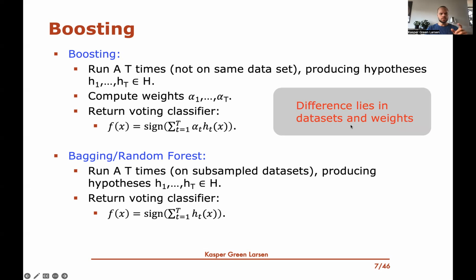The difference between boosting and bagging and random forest is in what data set we're training on. Down here we subsample, up here we do something else. And also that we have these weights in boosting, but it's kind of the same style of algorithm.